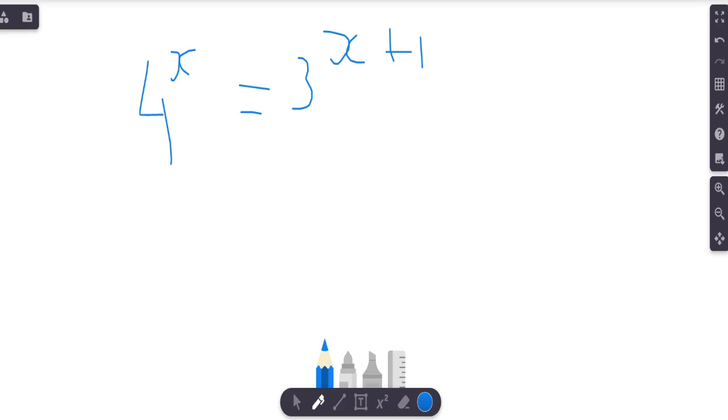So today we are going to solve an equation: 4 to the x equals 3 to the x plus 1. First, we are going to rewrite 3 to the x plus 1 as 3 to the x multiplied by 3. Okay, that's the properties of powers.